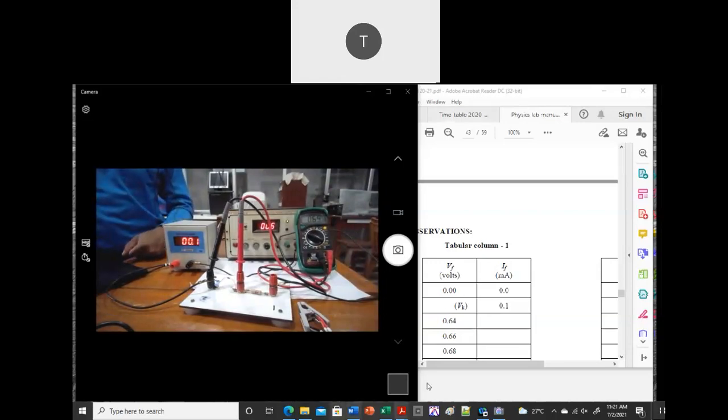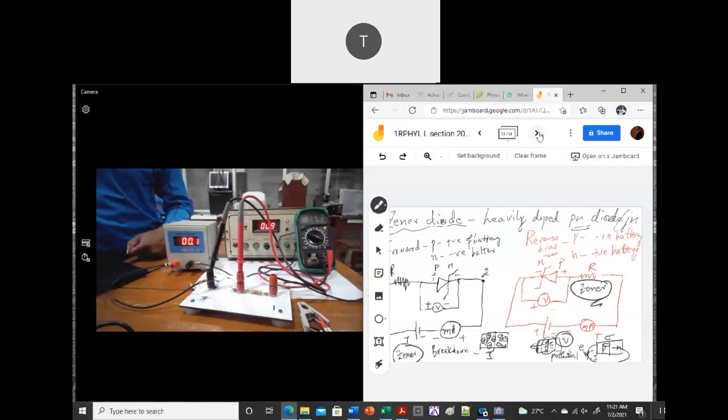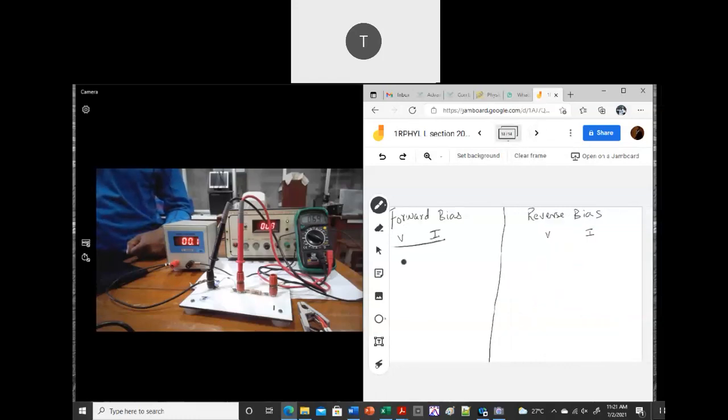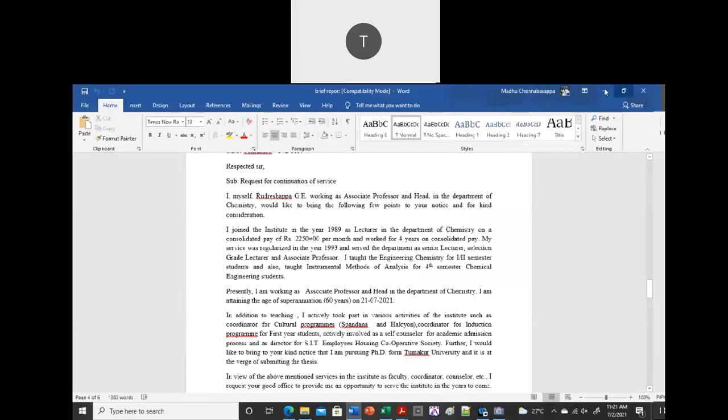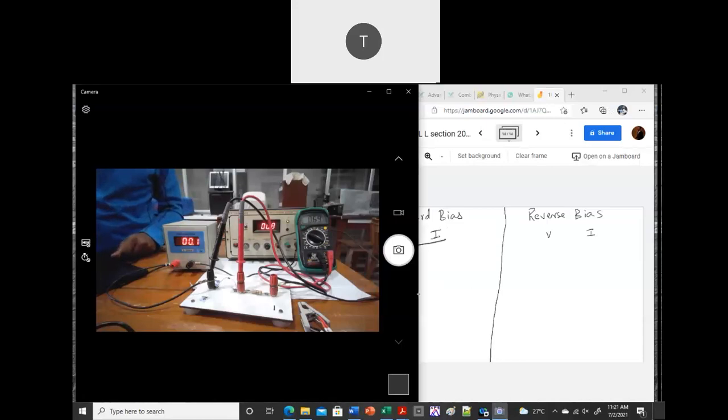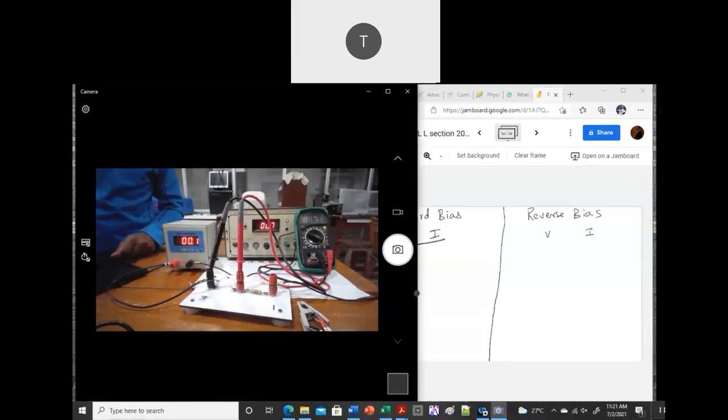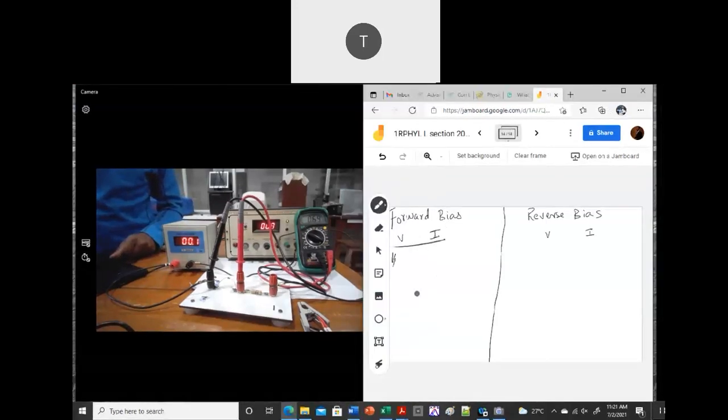VK is nothing but knee voltage. Knee voltage is the breakdown voltage in the forward bias. So if I come back here, in this case, I will write my VK. VK, your knee voltage, is 0.69.